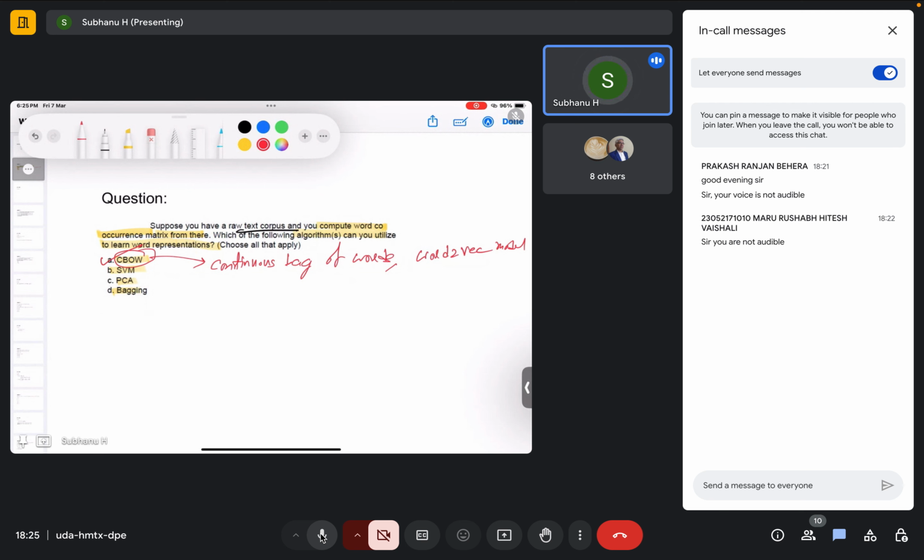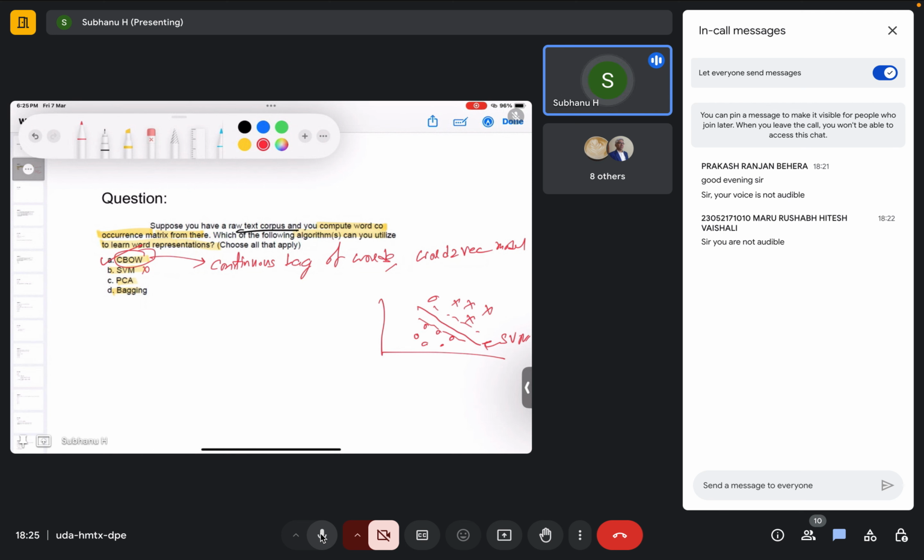Another one is SVM, support vector machine. The support vector machine is a classifier kind of model to classify between two data points. This is called support vectors. There are two support vectors. So this is called the SVM. It is used as a classification algorithm, and this is not directly used to learn word representation.